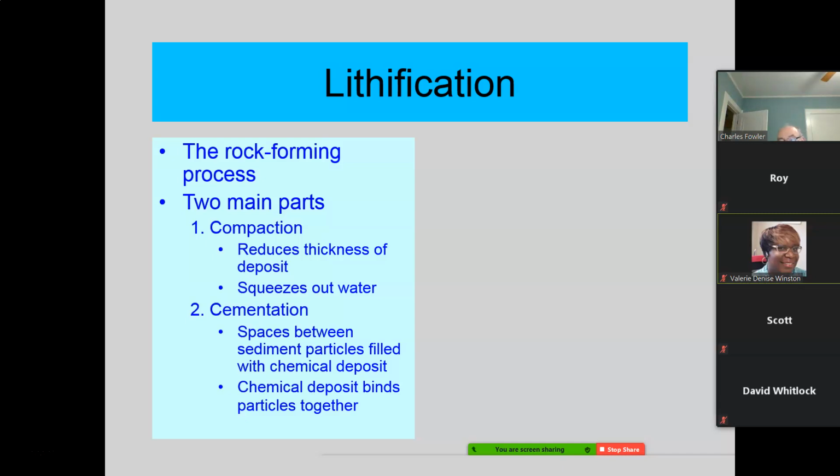So that's the second part. Number one is compaction, which squeezes the water out, but the water leaves behind some of the materials that were dissolved. They become your cementing agents, and the spaces between the sediment particles are filled with that chemical deposit.